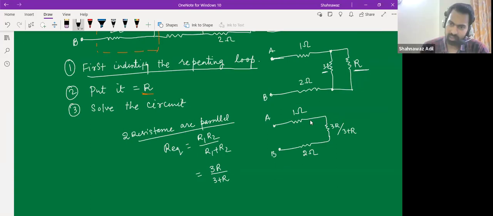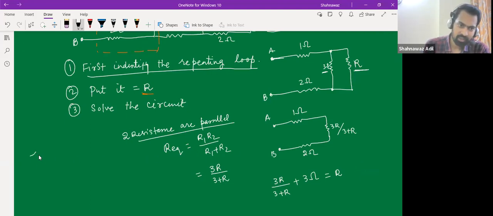Then all these three are in series. So 3R by 3 plus R, and 1 plus 2, and I assume that the equivalent resistance is R. So this was R, right? Is that clear to you guys?